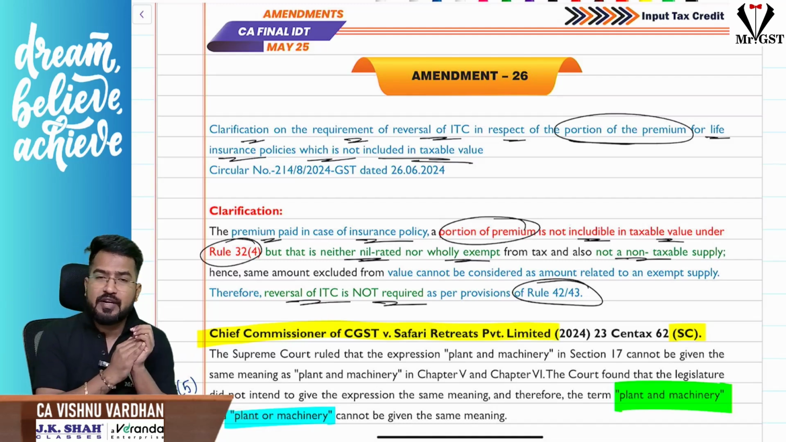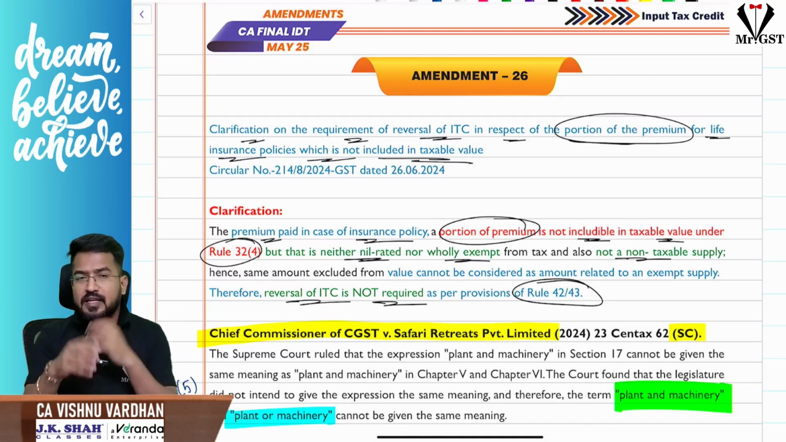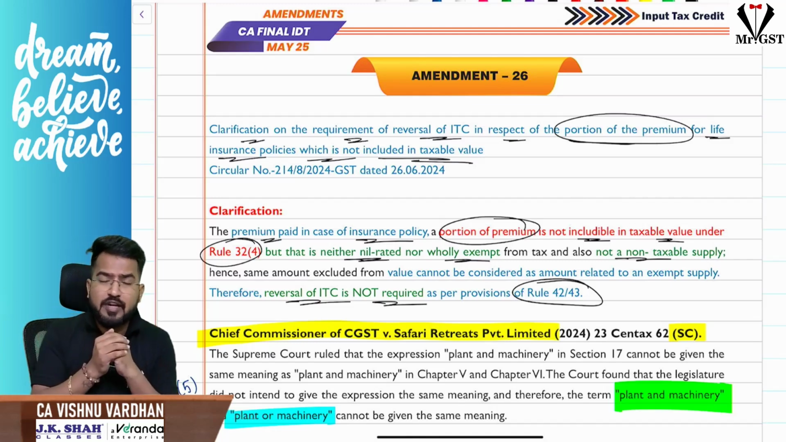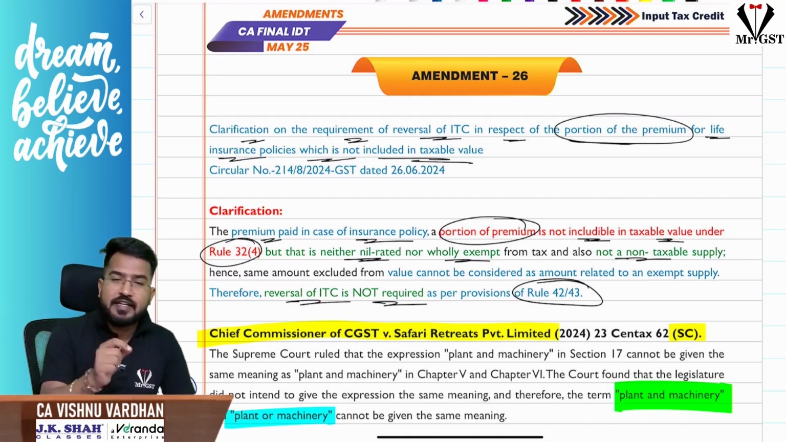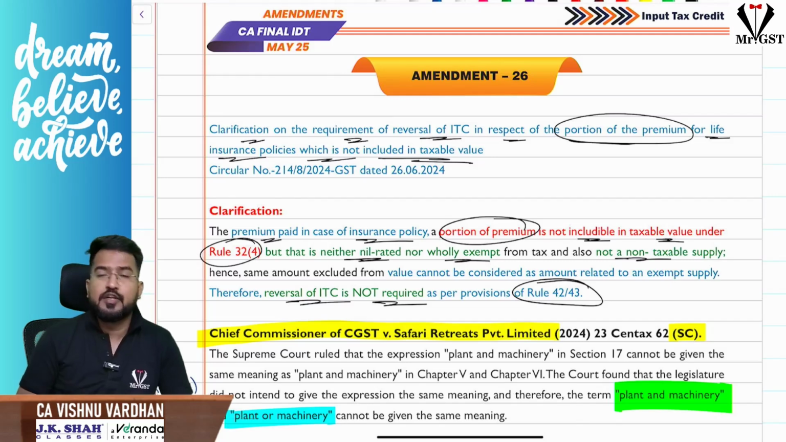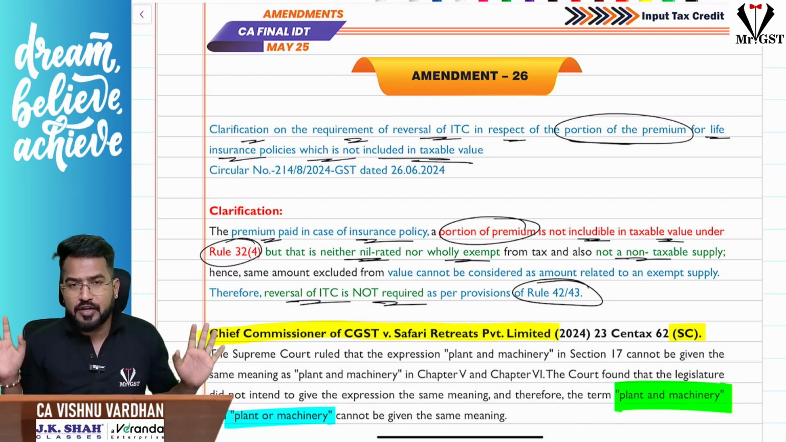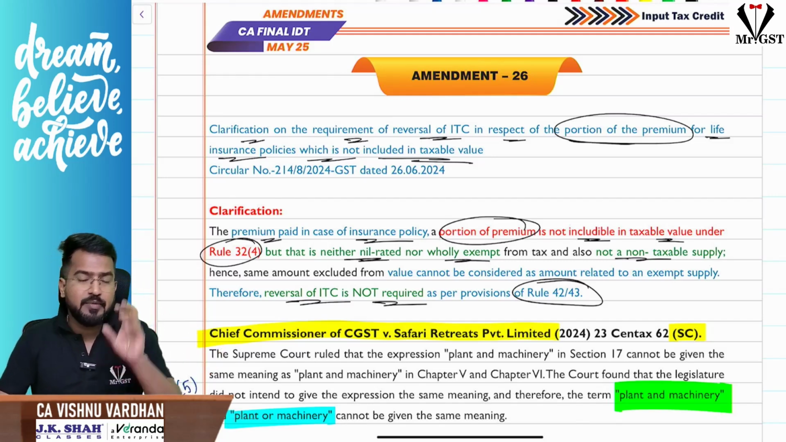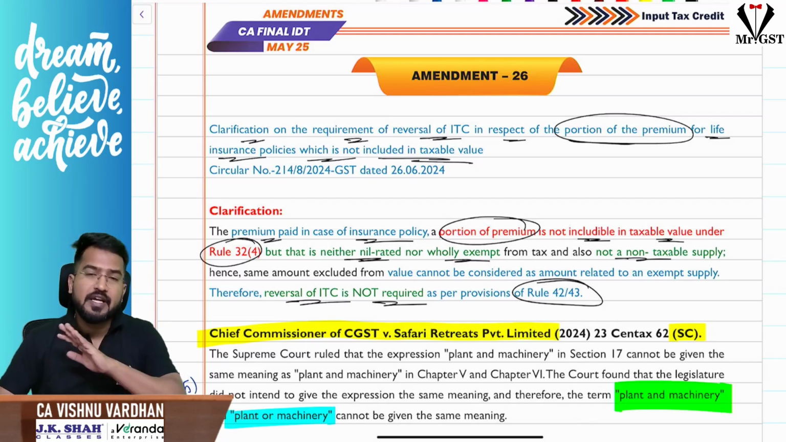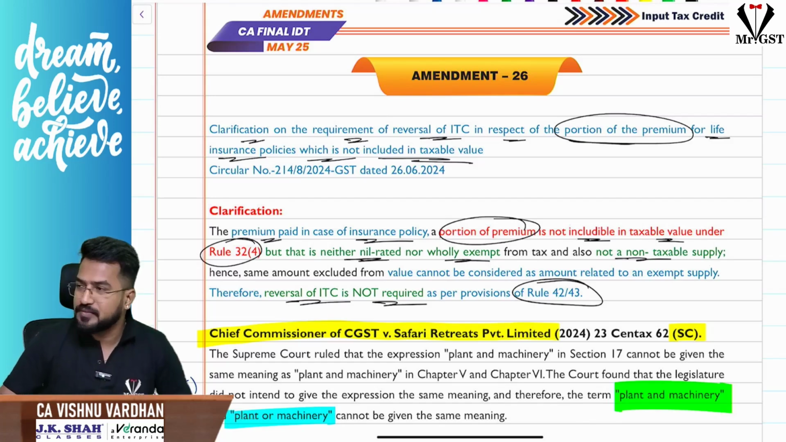See, the premium whatever you are paying, the value may be less, we are excluding some part of the value, all that, but it cannot be called a nil rated supply or exempt supply. So, reversal of ITC concept will not come into picture. Even though on insurance premium, on the whole amount you are not paying GST, yes, you are excluding some portion, but reversal of ITC will not come into picture.